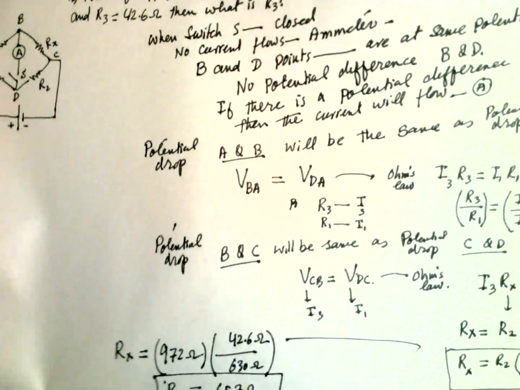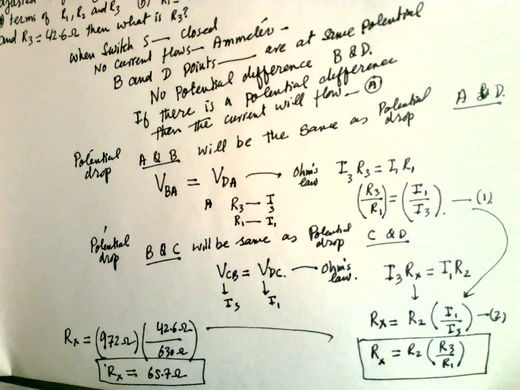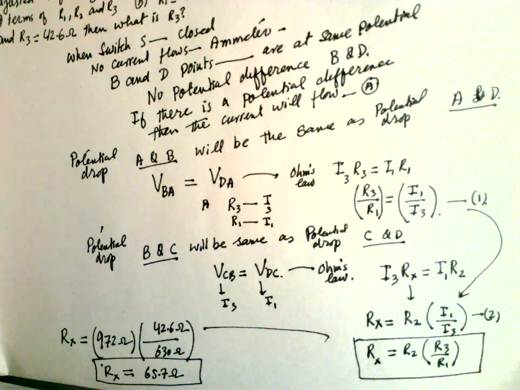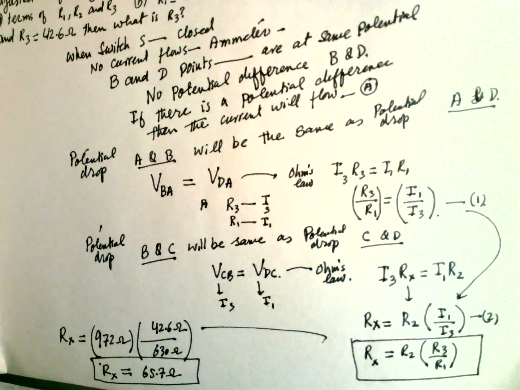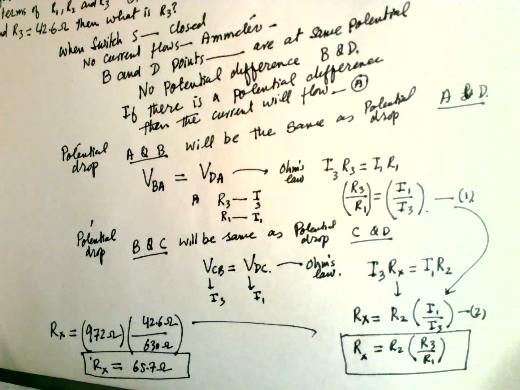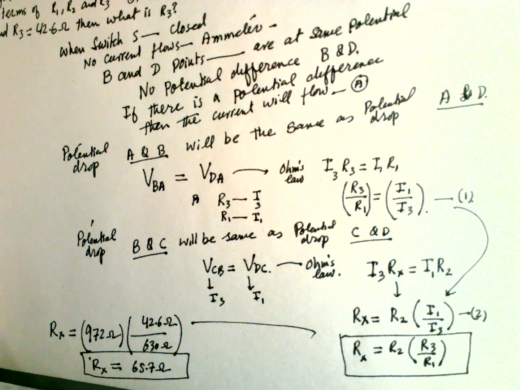So this is the answer of the Wheatstone. So by adjusting and then changing the potential difference, we can determine the value of the unknown resistor. So this is the Wheatstone bridge.